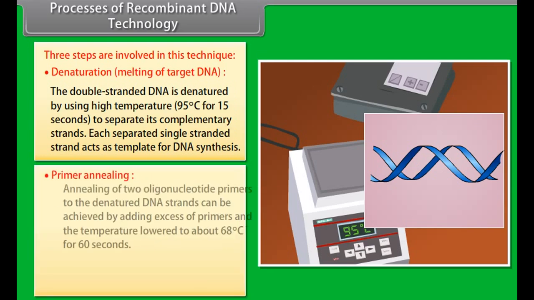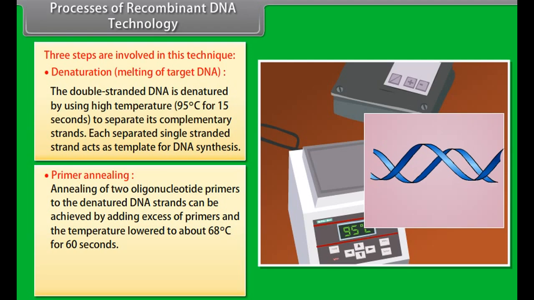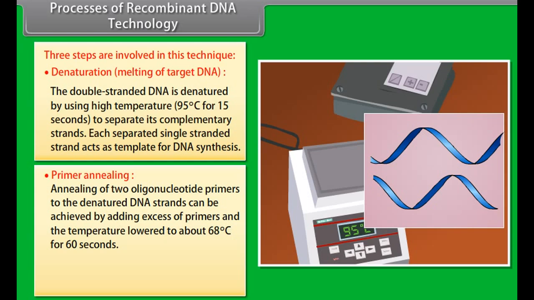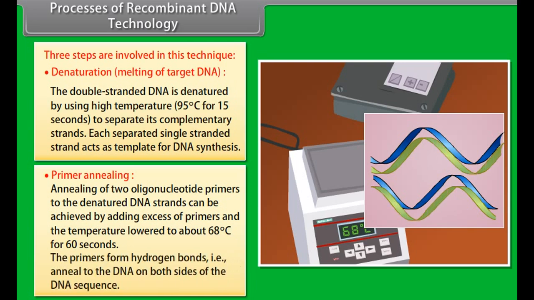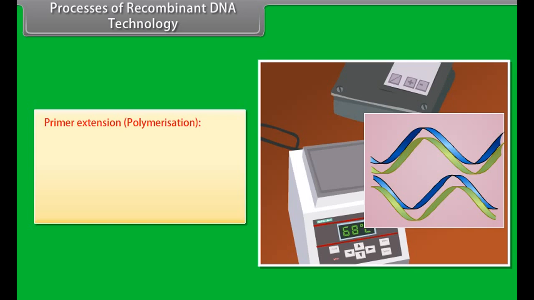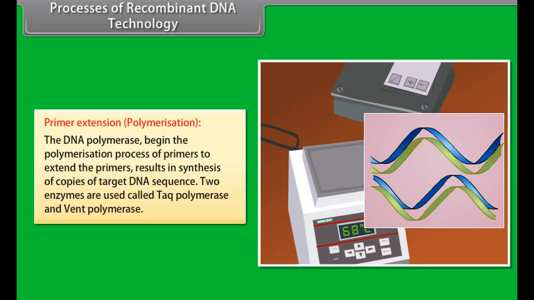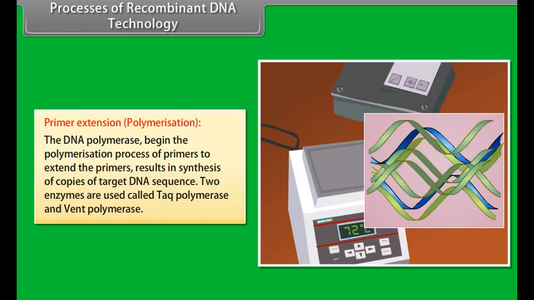Primer annealing. Annealing of two oligonucleotide primers to the denatured DNA strands can be achieved by adding excess of primers and the temperature lowered to about 68 degrees Celsius for 60 seconds. The primers form hydrogen bonds and are annealed to the DNA on both sides of the DNA sequence. Primer extension, polymerization. The DNA polymerase begins the polymerization process of primers to extend the primers, resulting in synthesis of copies of target DNA sequence. Two enzymes are used, called Taq polymerase and Vent polymerase.